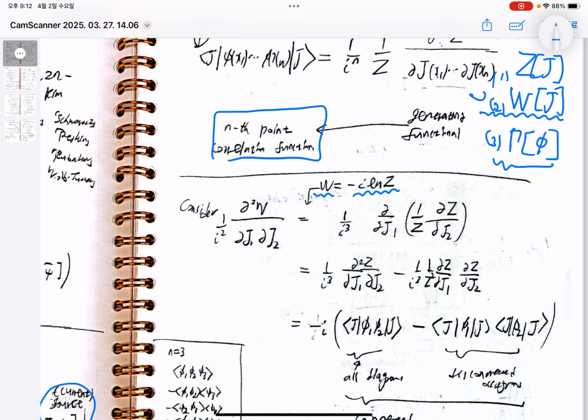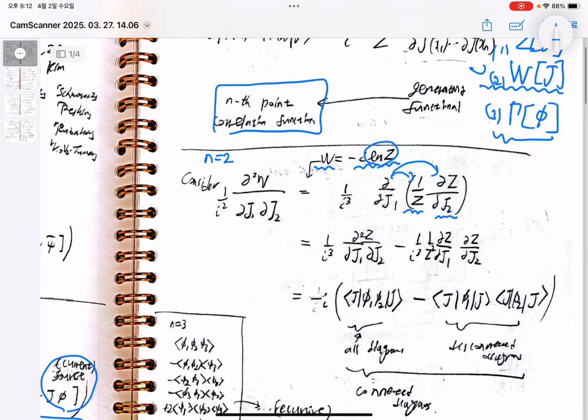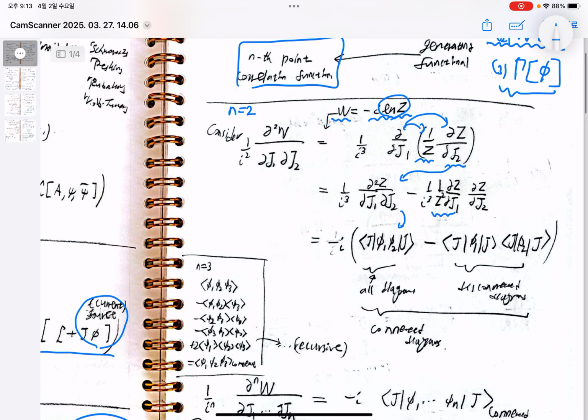So by that, if we consider the n equals 2 case, then we differentiate for the first term 1 over Z and the second term from this log Z. There will be the second derivatives of Z. And we can differentiate the 1 over Z here, so this gives this term. And the first term gives the ordinary two-point correlation function.